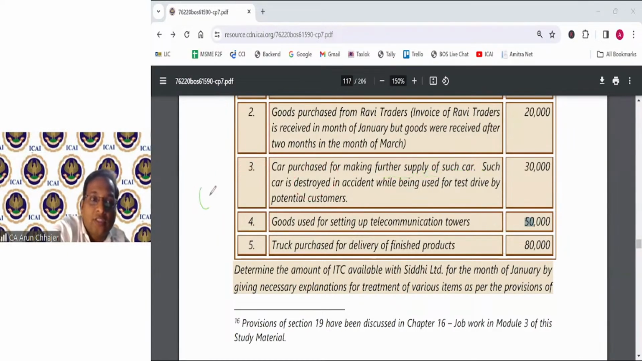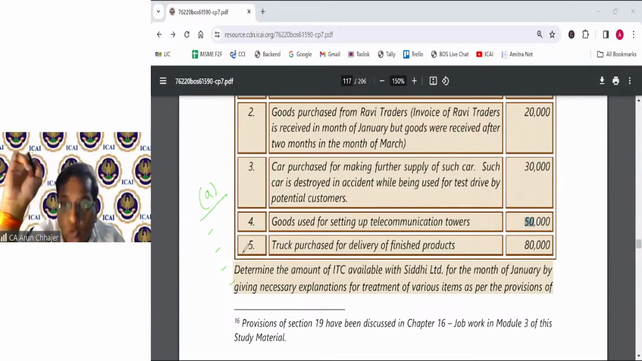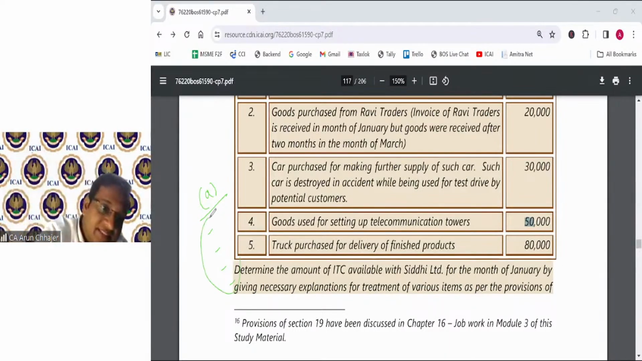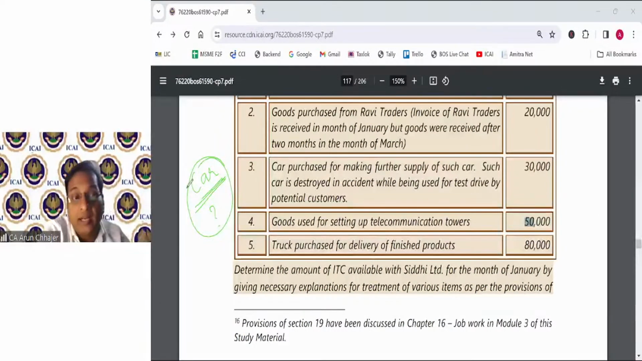So, in this clause A, we have discussed some exceptions. Please tell me any two exceptions. We have discussed certain exceptions where we can take the ITC. My question is, when can you take the ITC of the motor car? At least 3 points you should give, bare minimum 3 points. When would I be allowed to take the ITC of a motor vehicle? That is my question.